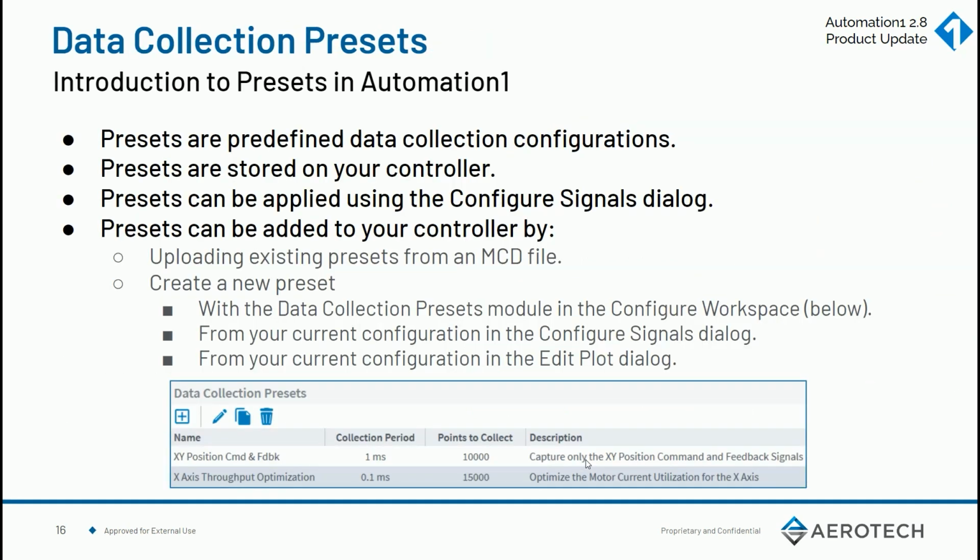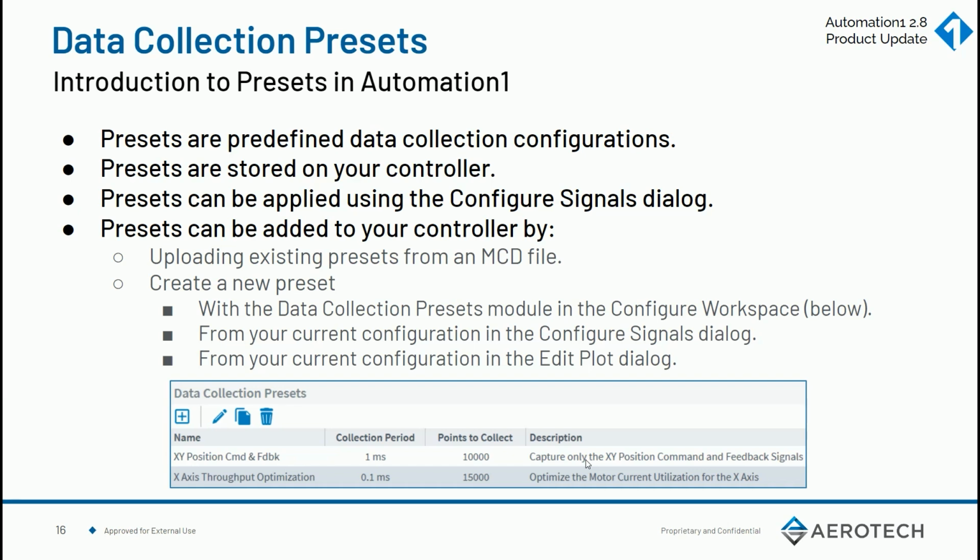Also coming out in Automation1 2.8 is what we call data collection presets. What are these, right? Well, presets are predefined data collection configurations. They are stored on your controller, so they're stored on the iSMC side of the product, and they can be applied using the configure signals dialog.